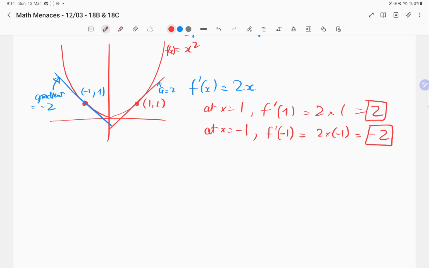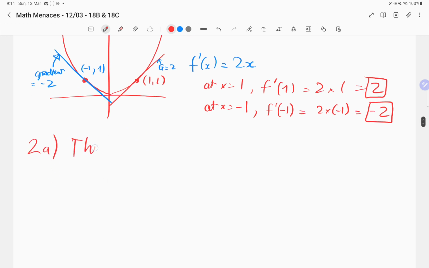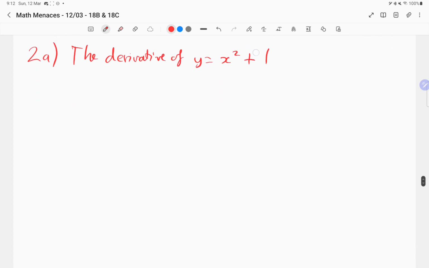Okay, and I'll use one of these examples again. Have a look at question 2a. So I'll rewrite it. The derivative of y equals x squared plus 1. So what is the formula for the derivative? The original way to find the derivative is actually equal to the limit of h to 0. So h is the distance between the 2 points.